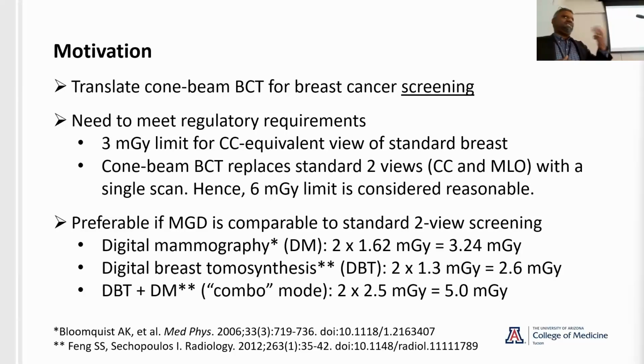In the clinic, we have 3 standards as far as screening goes. We have places where they do only digital mammography, in which case for the 2 views, the CC view dose is 1.62 milligray, and that's from the Akron Demas trial results. You get 3.24 milligray for the screening exam. For tomosynthesis, this is from Johannes's work, and you get 2.6 milligray for tomo. And then some places also do the combo, both tomo and mammo together, and in that case it's about 5 milligray. So we want to stay within that.